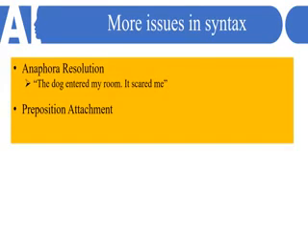Now in this anaphora, what happens is, if I read the example, that is, the dog entered the room and it scared me. So who has entered the room? That is the dog, and it has scared me. So in this case, dog entered the room, and it is related to dog.